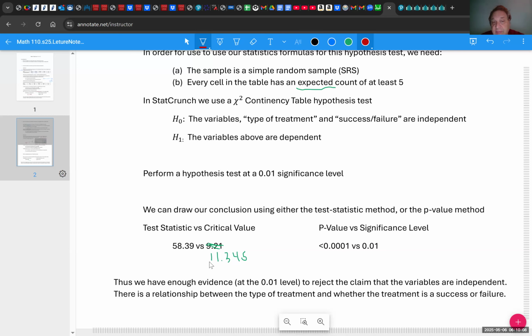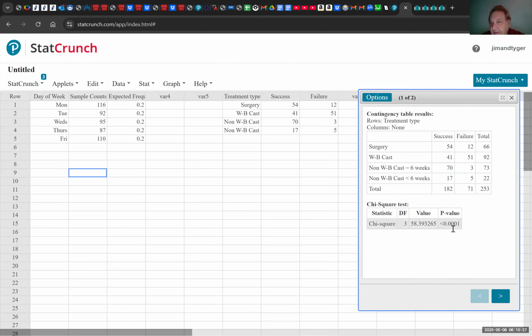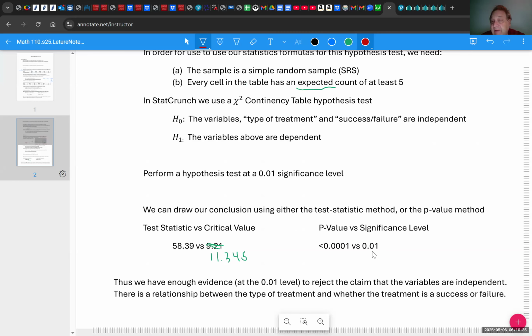Whether it was the 9 that I misread before or the 11 that I got this time, you'll notice that the critical value is indeed smaller than the test statistic. So we do have enough evidence to reject the null hypothesis. And for the p-value method, we should also have enough evidence. The p-value was basically 0. It's less than 0.00001. So that's our p-value, and it's definitely going to be less than the significance level of 0.01. So again, using either method, we get the same conclusion that we can reject the null hypothesis. We have enough evidence to reject the null hypothesis.